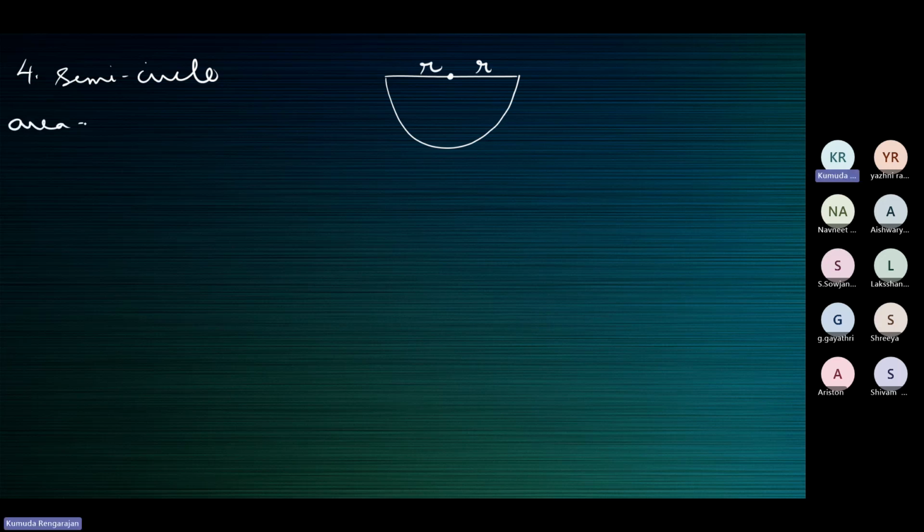Area is equal to pi r square, the area of the circle. A semicircle is half of it. So half into pi r square, or it is pi r square by 2 square units.